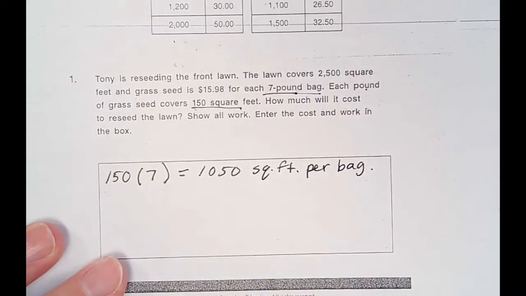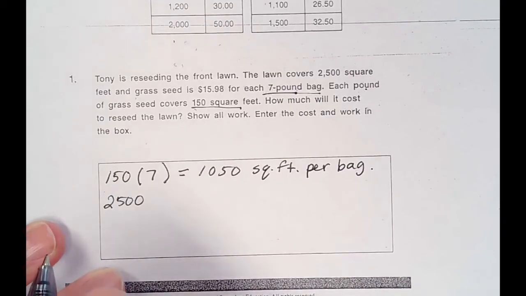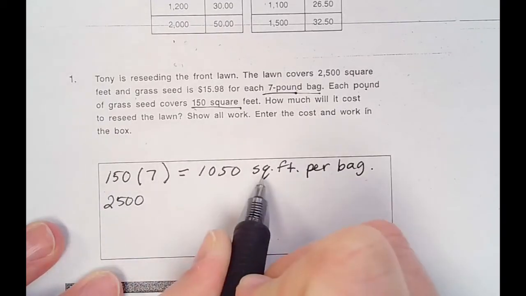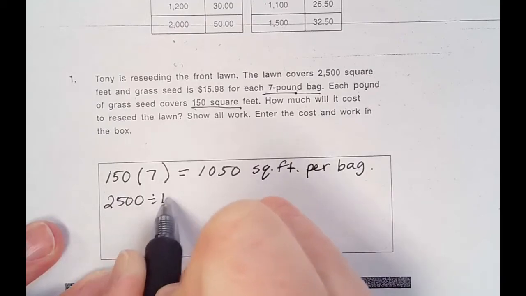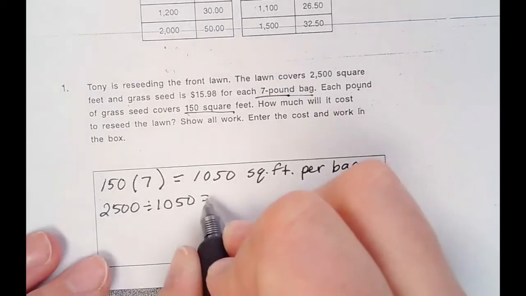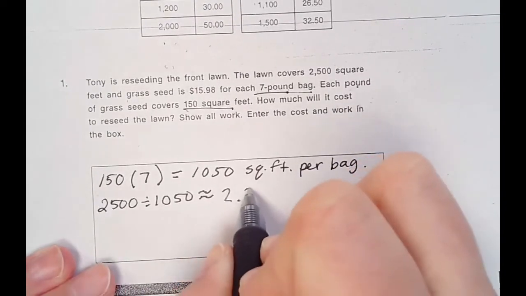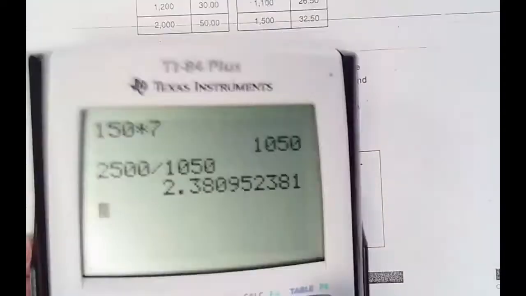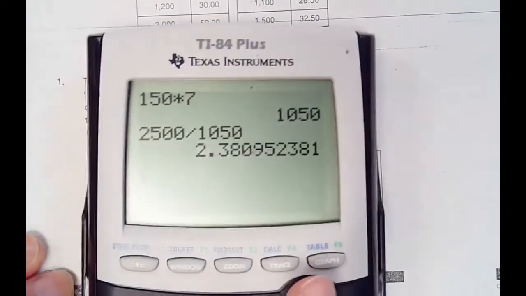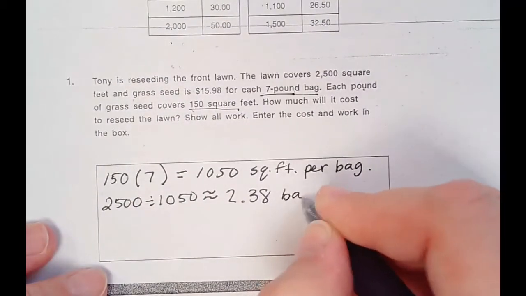Okay, if my yard is 2,500 square feet, I need to see how many bags it will take. So I'm going to divide by 1,050. So 2,500 divided by 1,050. And I get, this is an estimation, so I can use this little squiggly line, 2.38. That's what I'll type in, 2.38. So I am rounding. Okay, so I would need 2.38 bags of seed.